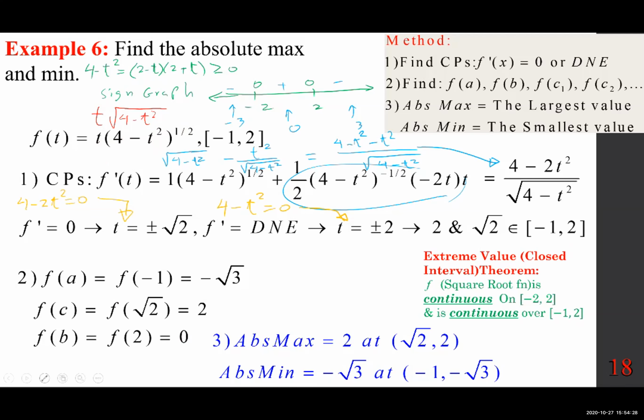So for -1, you get -1 square root of 4 minus -1 squared, which becomes -1 square root of 3. So that's how you arrive at it. For square root of 2, you get square root of 2.